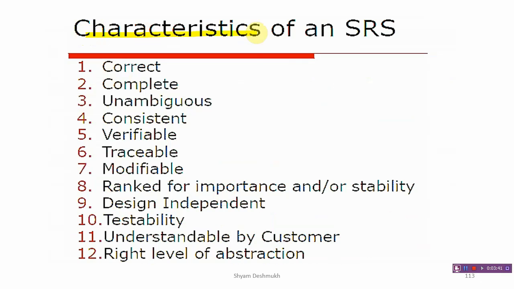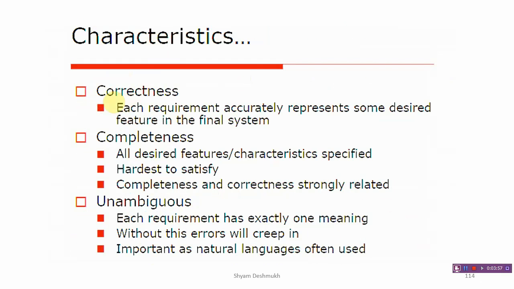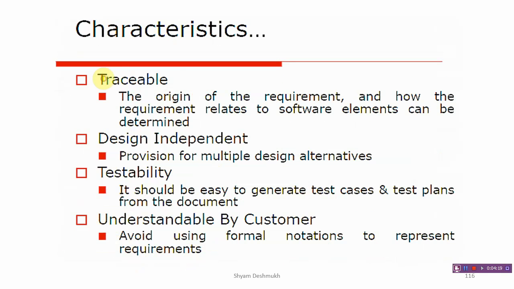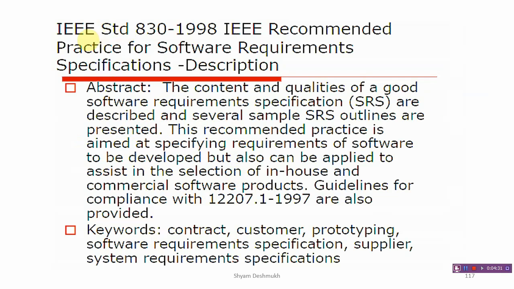Now there are many characteristics of an SRS document. Basically the requirements should be correct and complete. They must be unambiguous, verifiable, consistent, modifiable, and prioritized, and the details in the SRS must be represented at the right level of abstraction. Another characteristic is that the requirements must be traceable, design independent, testable, and understandable by the customer.